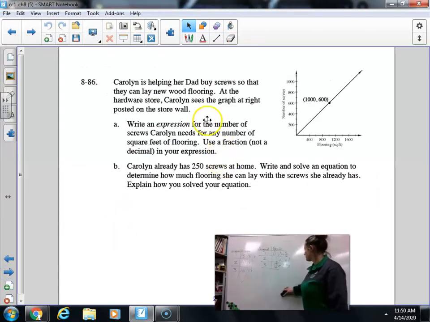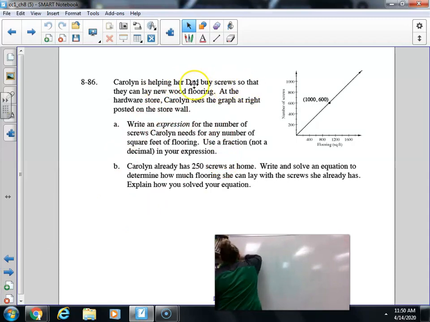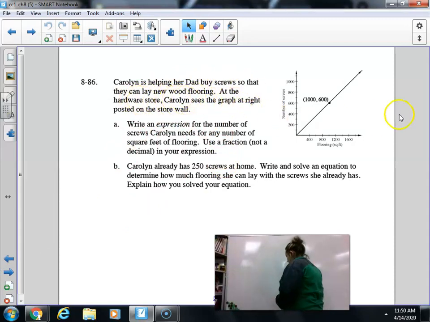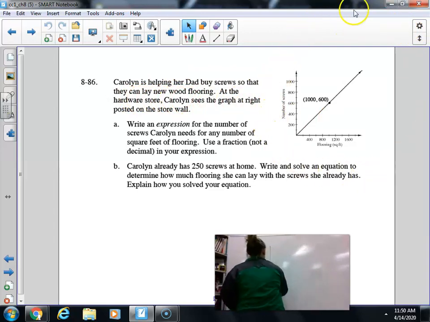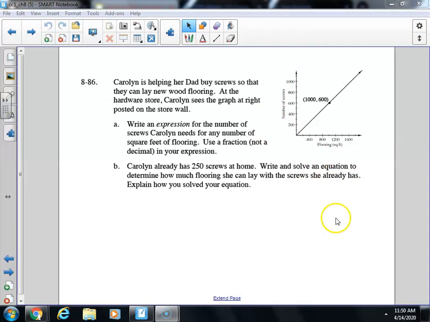So question 86. Carolyn is helping her dad buy screws so that they can lay new wood flooring at the hardware store. Carolyn sees the graph at the right posted on the store wall. Whenever you see a graph, make sure you always look at what we're comparing. On our x-axis, we are comparing the flooring in square feet, and on the y-axis, we are comparing the number of screws.